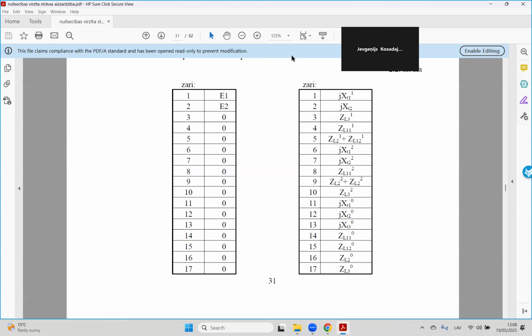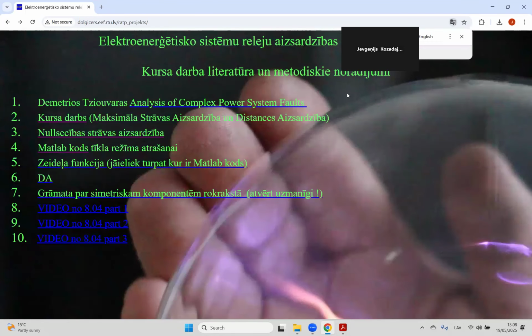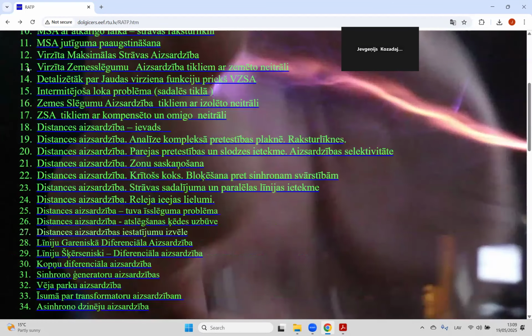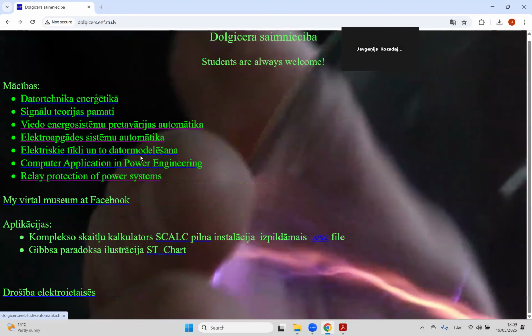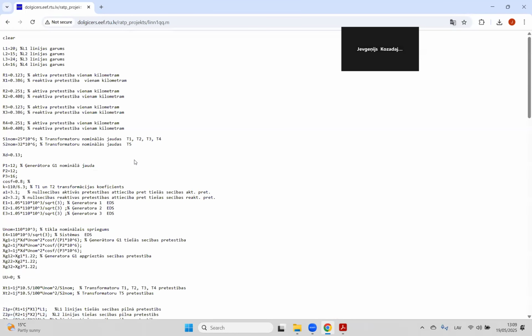Okay, now let's go to see our calculator. This is the Dolgitzer homepage, his own. I don't know where you have all the information, maybe only on Nortus. Here Dolgitzer has materials for foreign students as well, but I'll discuss all these materials with him. Here we also have a MATLAB code example.